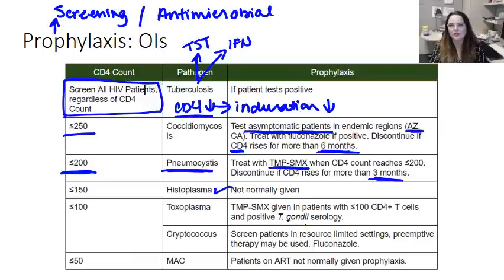I list histoplasma here. This one is not normally tested for or given, but it is one you want to keep an eye out for. If there's an outbreak in the community, you may choose to do some automatic screening for your HIV positive population, particularly if their CD4 count is very low.